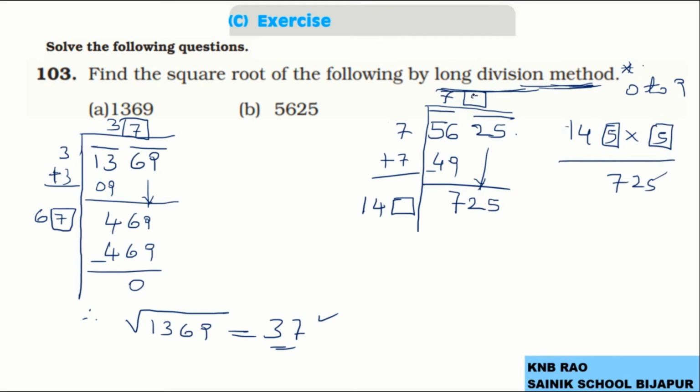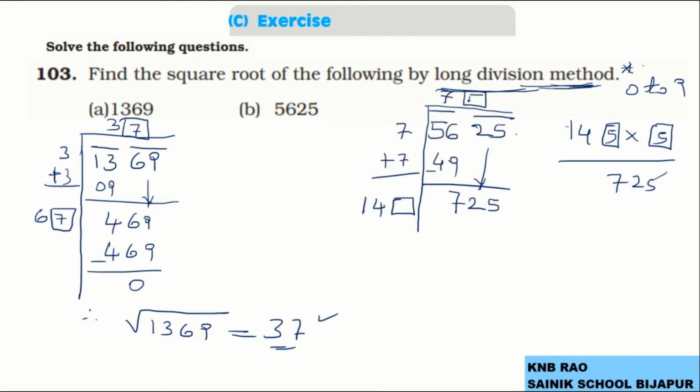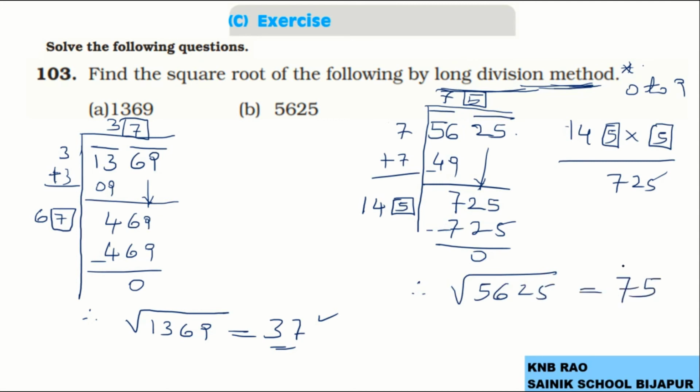145, 5s is 725. 725 minus 725 is 0. So therefore the square root of 5625 is 75. This is how we find the square root of perfect squares.